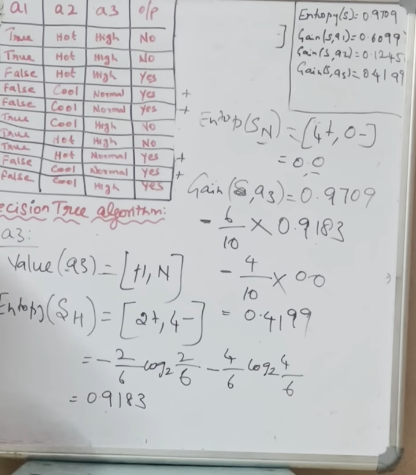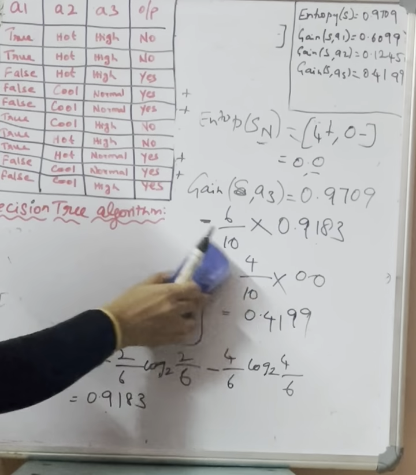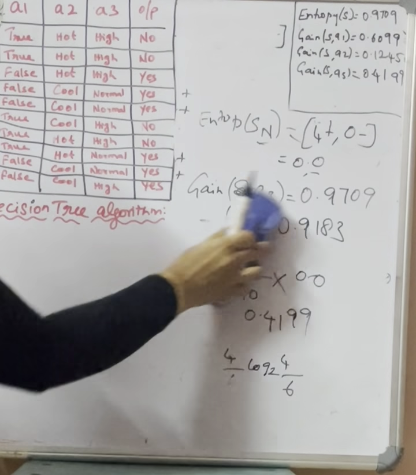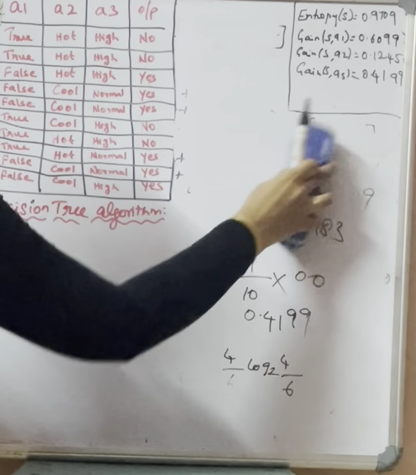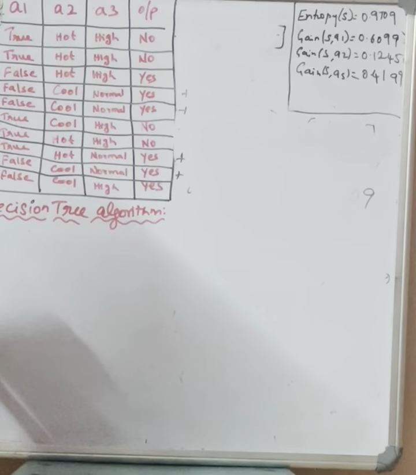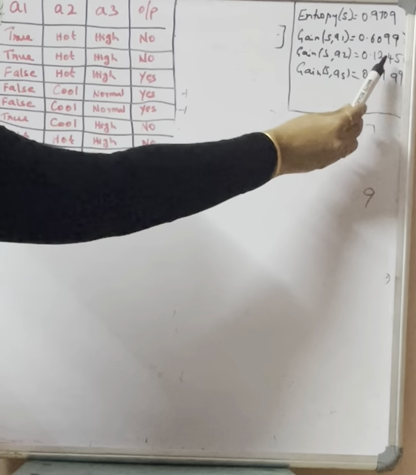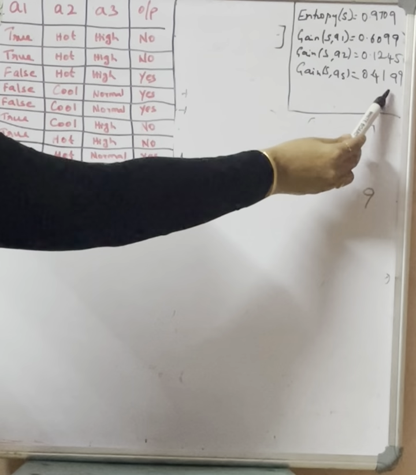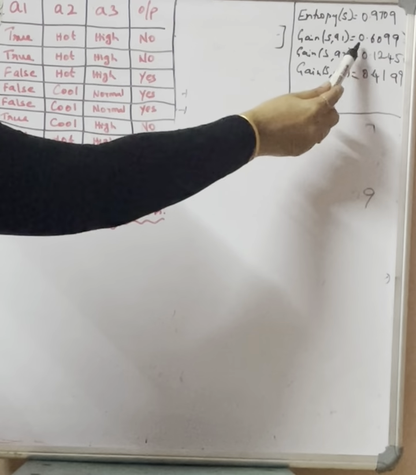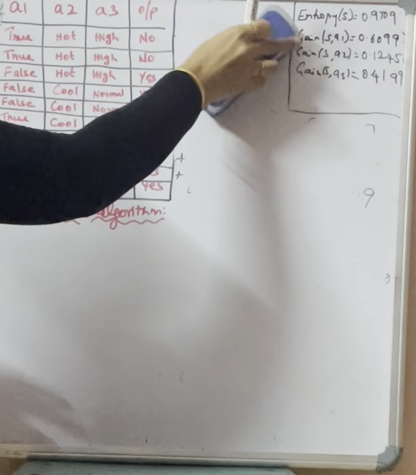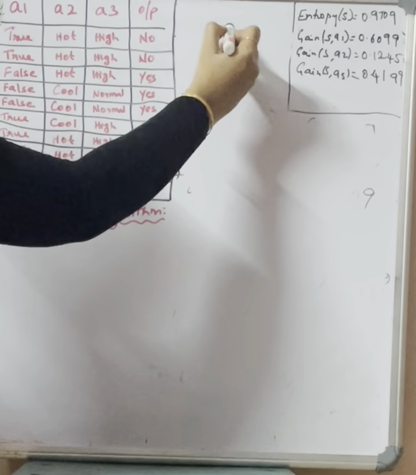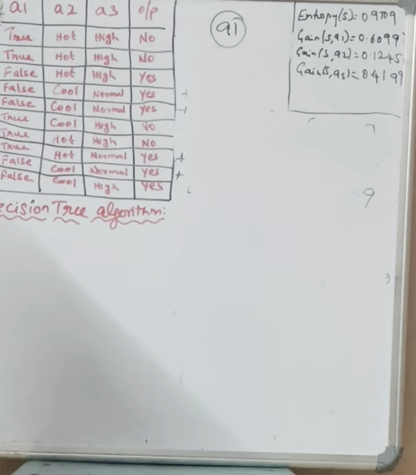So first compare these 3 values. Which one is higher? That should be placed in the root node, right? So how can I place it? The gain of A1 is 0.6, gain of A2 is 0.12 and gain of A3 is 0.41. So when I compare, 0.6 wins the race, so obviously A1 will be placed in the root node because it has the higher information gain.